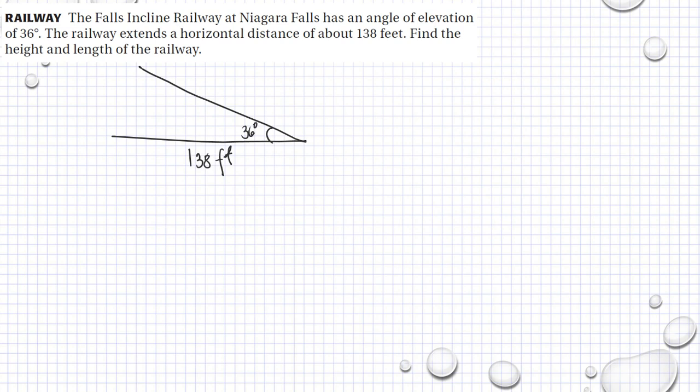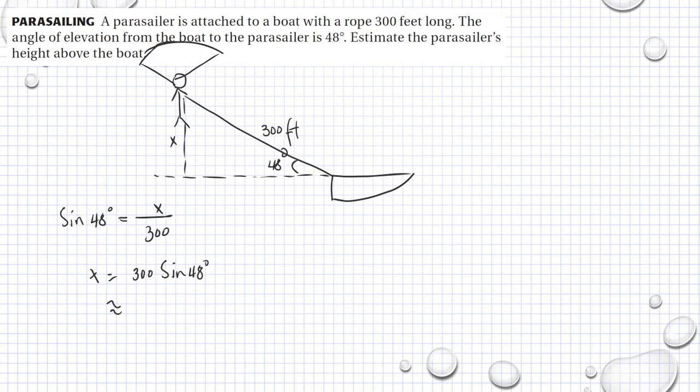So find the height once again. Then you know that you have an adjacent side and an opposite side, and we can only use tangent of 36 degrees, because the opposite side is x and the adjacent side is 138 feet. So our x should be 138 multiplied by tangent of 36 degrees. That's in feet.